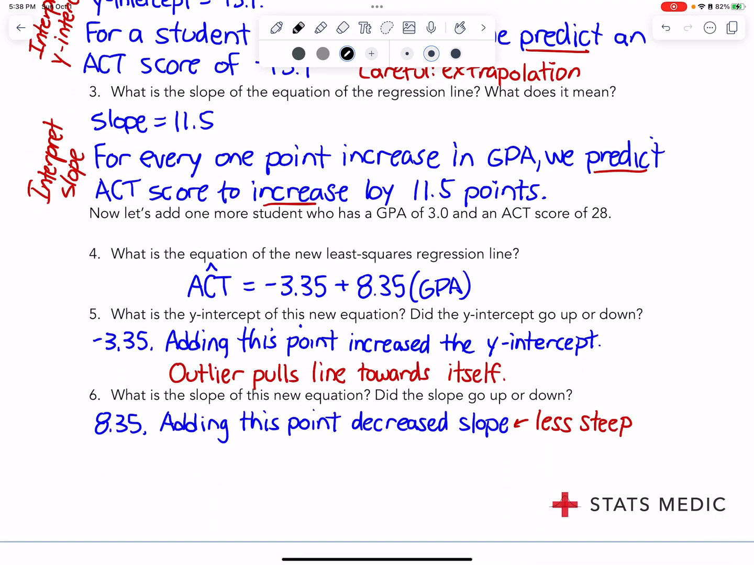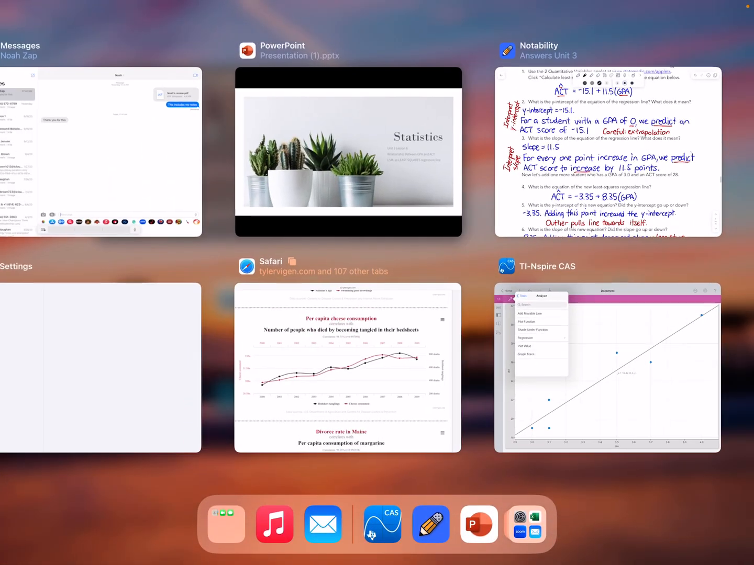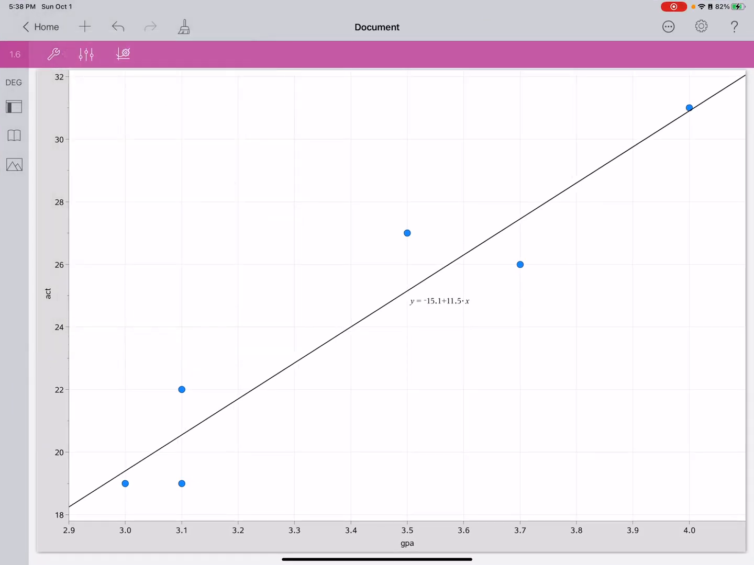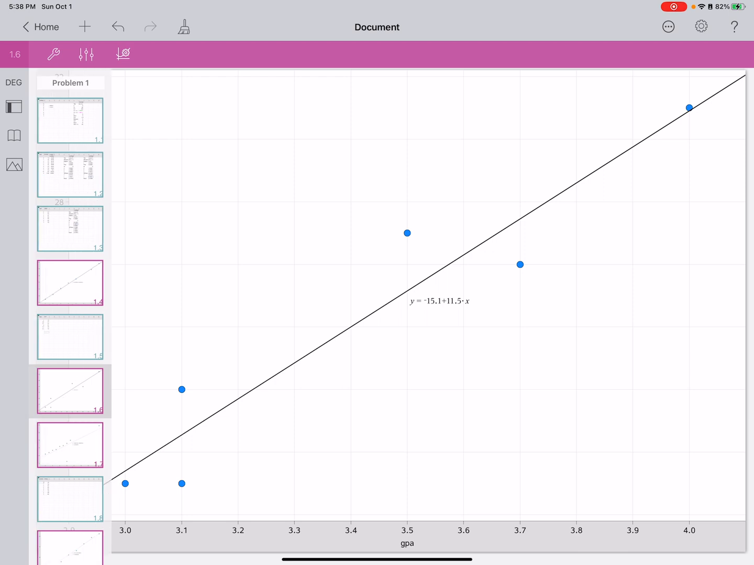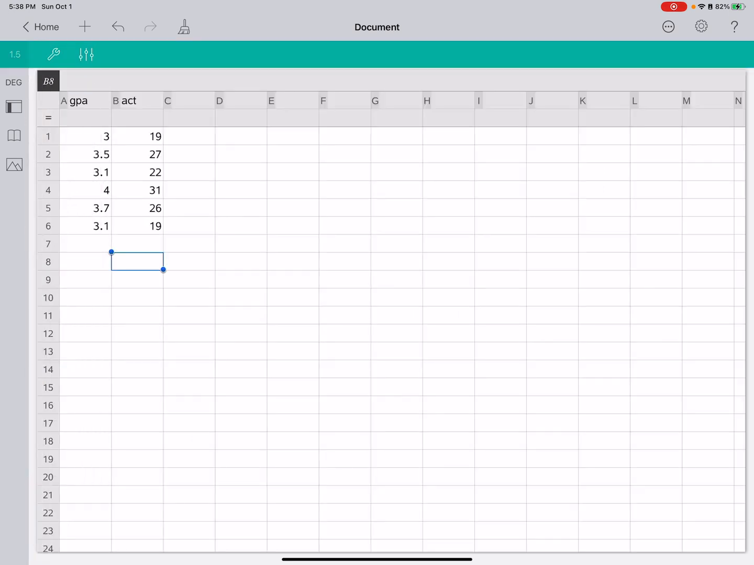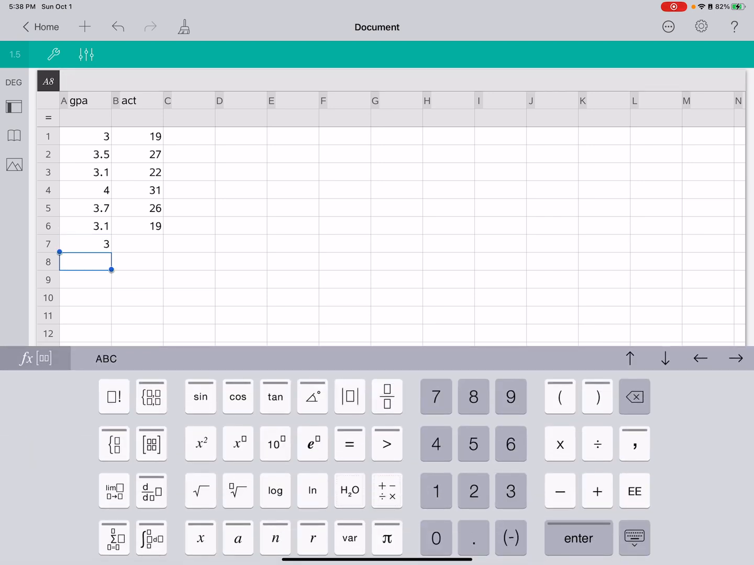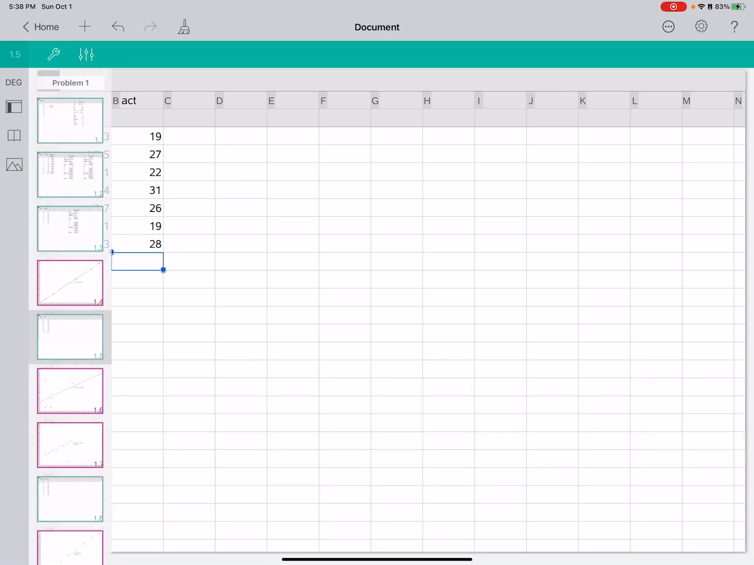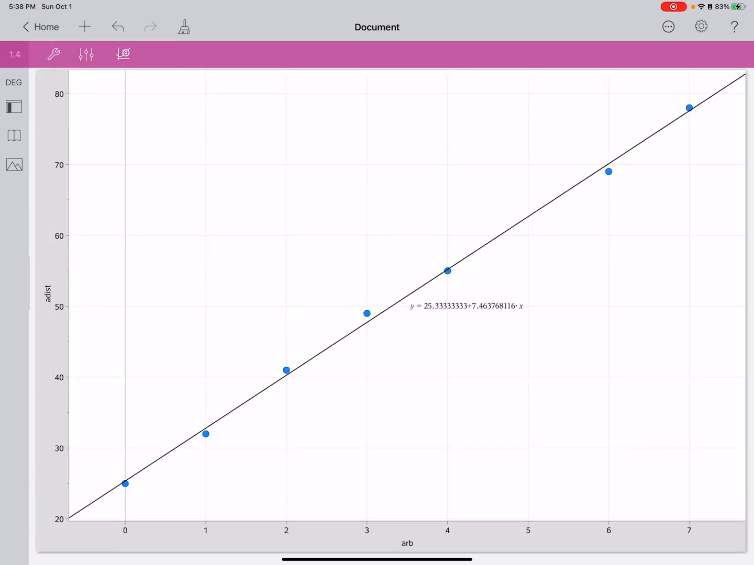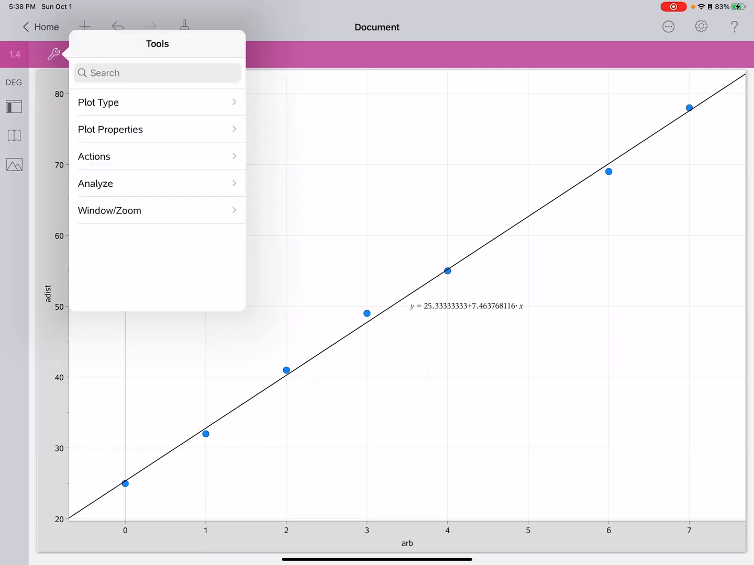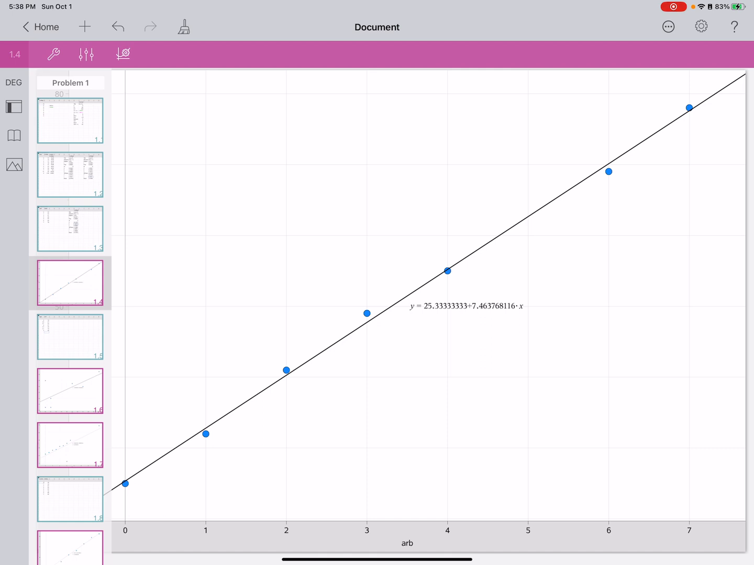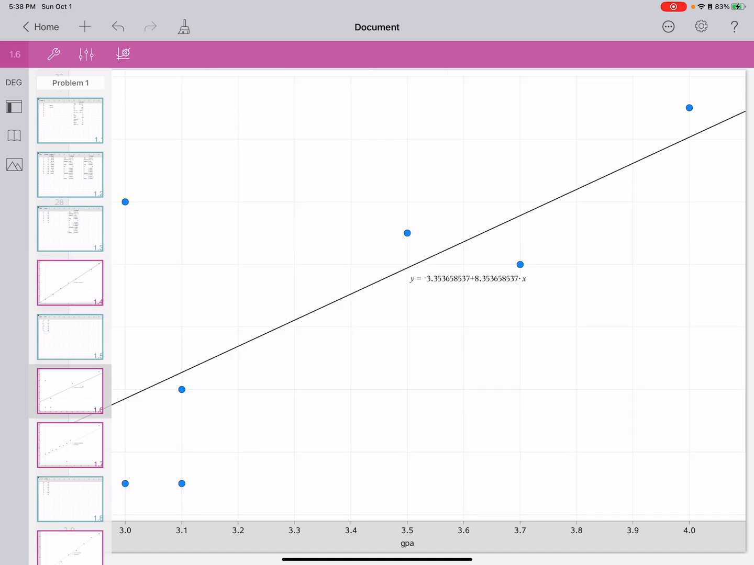Now let's add one more student with a GPA of 3.0 and an ACT of 28. Okay, and so when we do that, let's see what happens. So I'm going to do 3 and 28. Oh, this is not the right one. Hold on. There we go. 3 and 28.